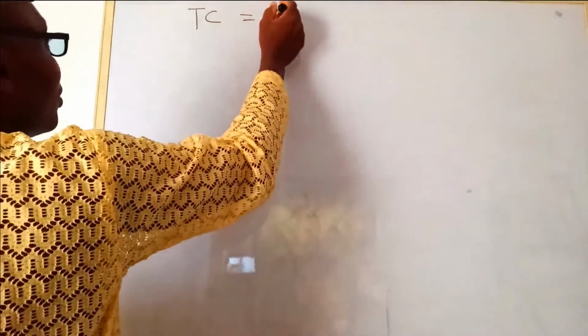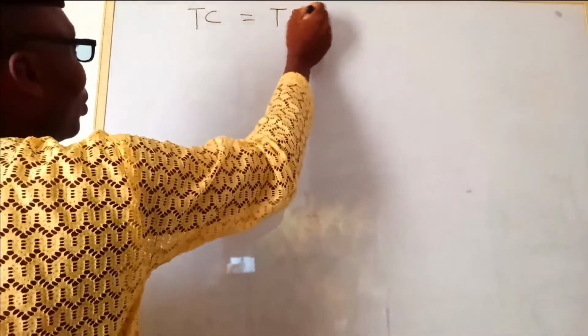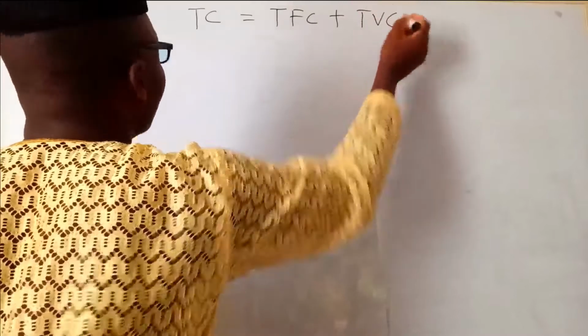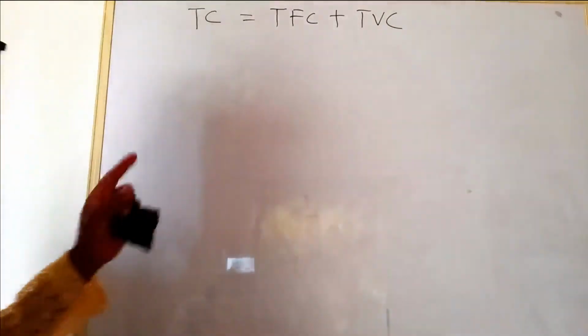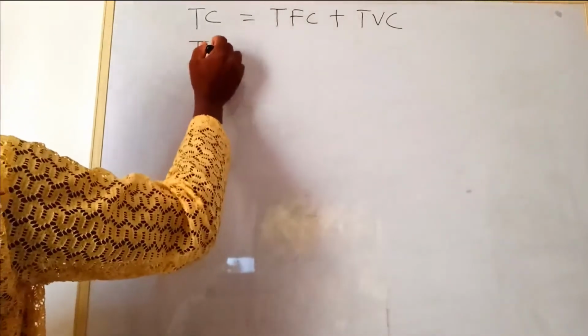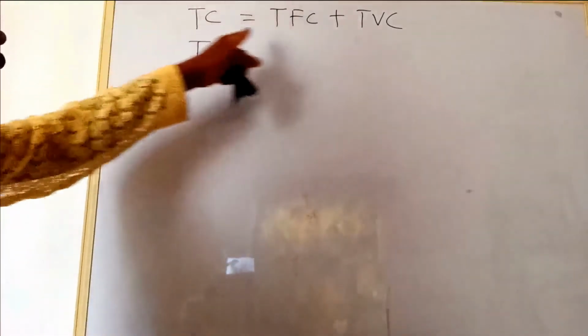So we've talked about some important formulas. In addition to those formulas is this: total cost is equal to total fixed cost plus total variable cost. That's one key formula we should also note. Then total revenue, this is the total cost of doing your business.